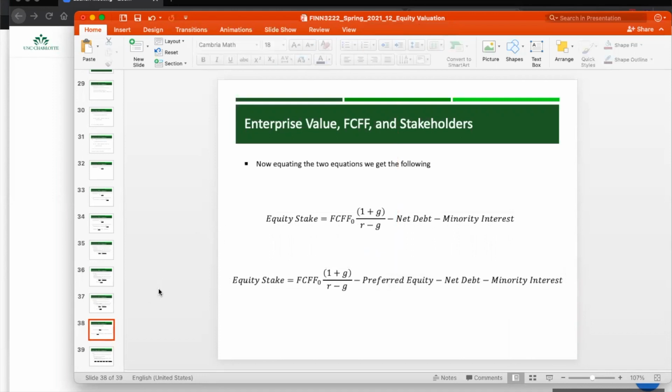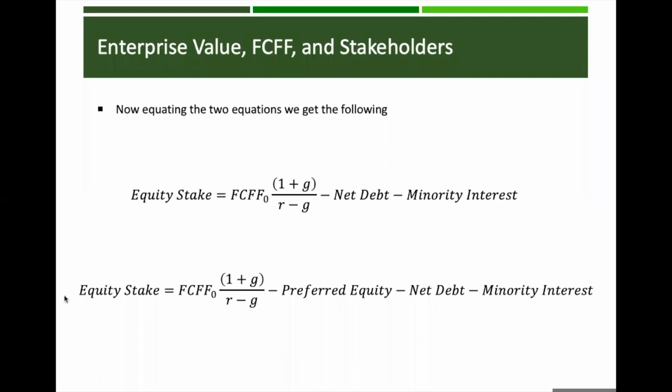Because again, preferred shares behave much more like bonds than they do like stocks. They're just more like perpetuity bonds. They are around forever.